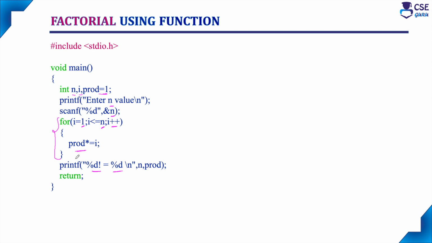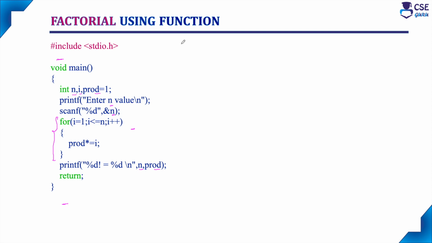Suppose now we want to implement using function. First we need to remember there are three elements in a user-defined function. One is the function prototype, which should be placed in the global declaration section, otherwise called function declaration. The function call we need to place within the main function. And the user-defined function we can create separately.